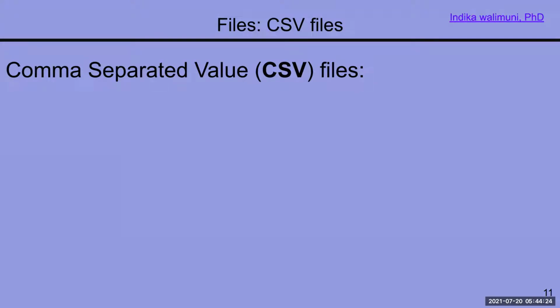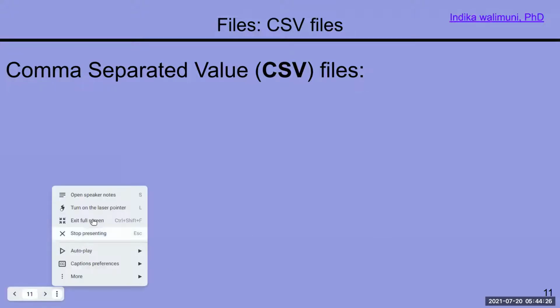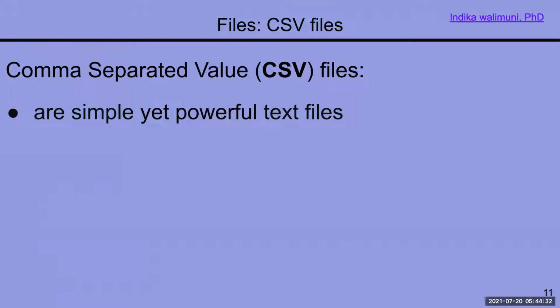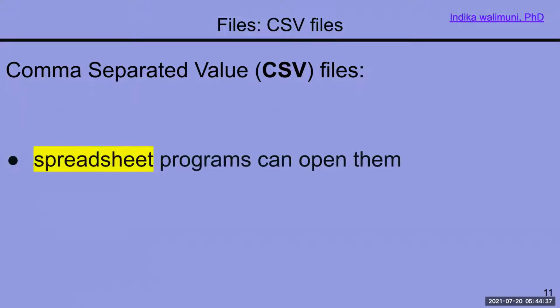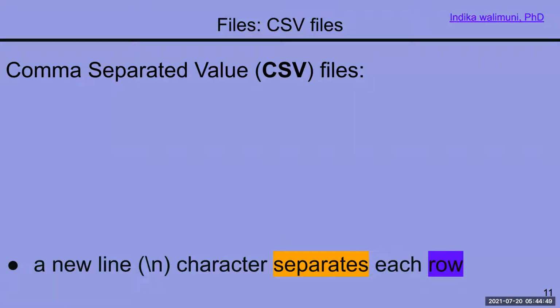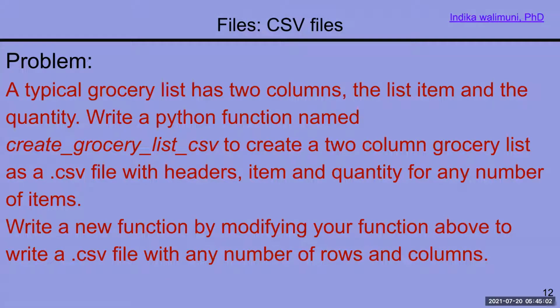So it's a simple yet powerful text file format. Spreadsheet programs can open them. A comma separates each column, and the new line character separates each row. So it's as usual with a regular text file: the new line character separates each line or row.